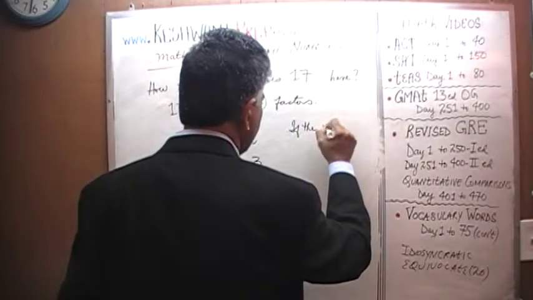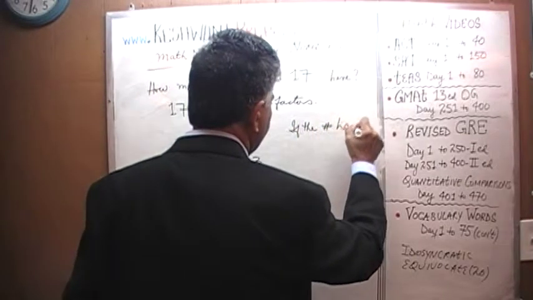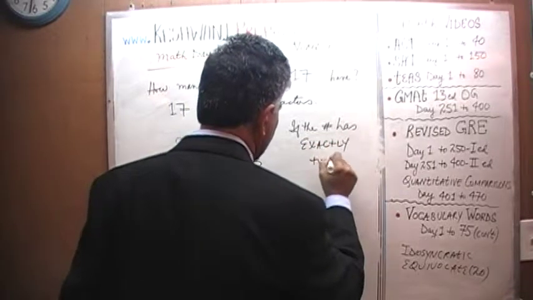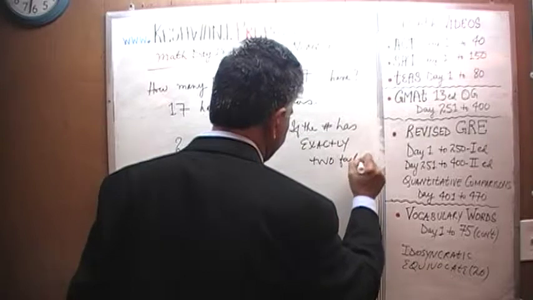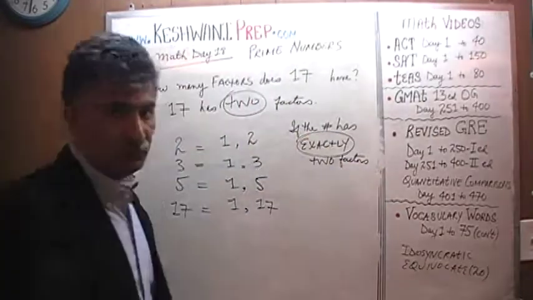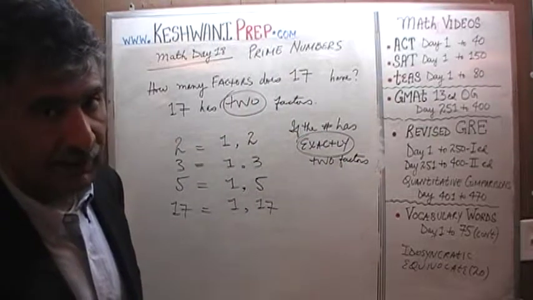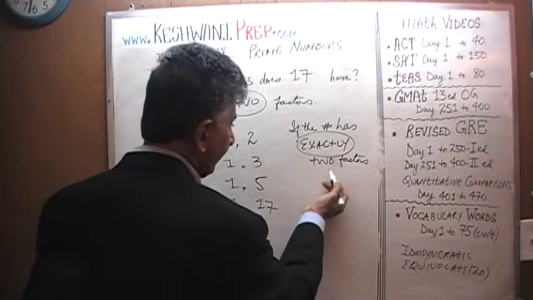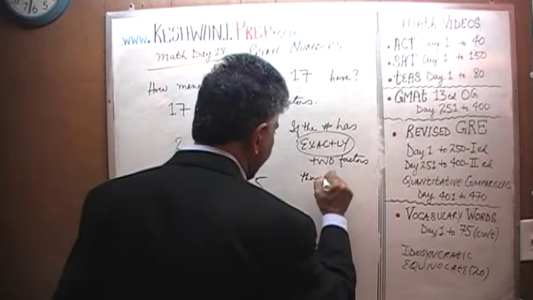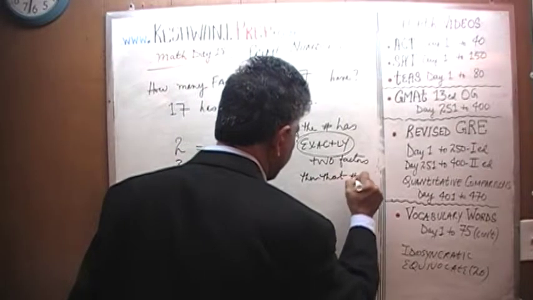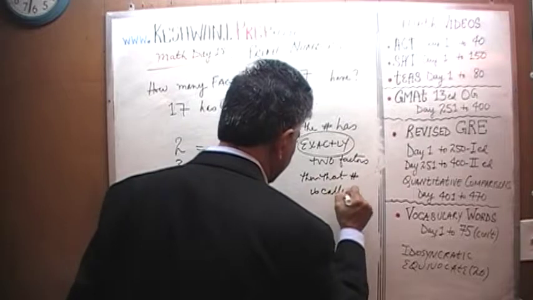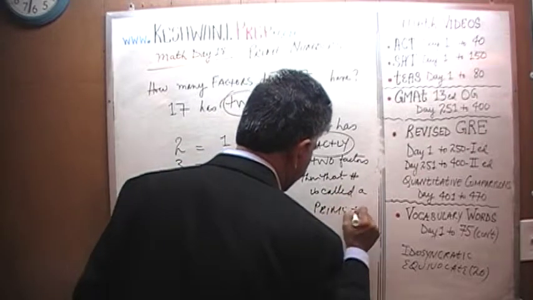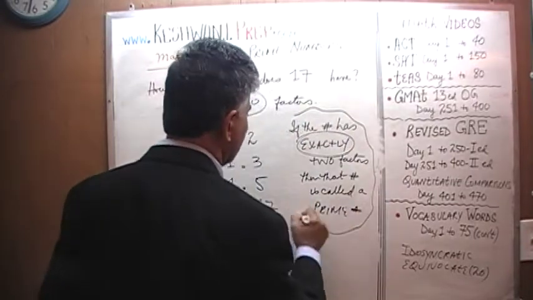If the number has exactly 2 factors, has to be exactly 2 factors, not at least 2 factors, not at most 2 factors. If the number has exactly 2 factors, then that number is called a prime number.